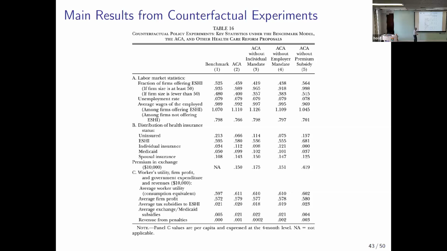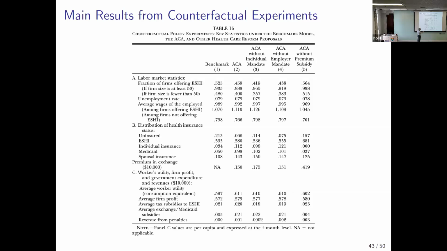In the paper we report that. Okay. Now, what if we have the ACA but without individual mandate? What if we have ACA without employer mandate? You see, this is the thing that you can see. The uninsured rate without employer mandate, right?